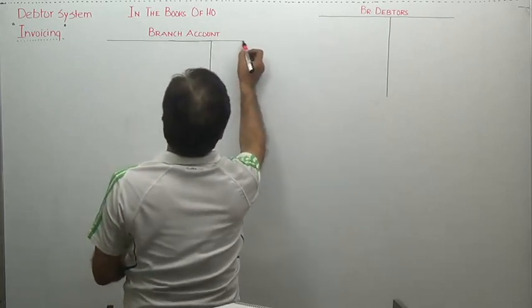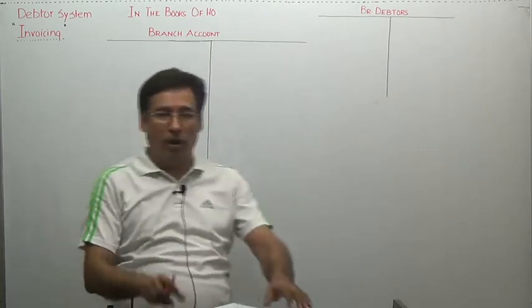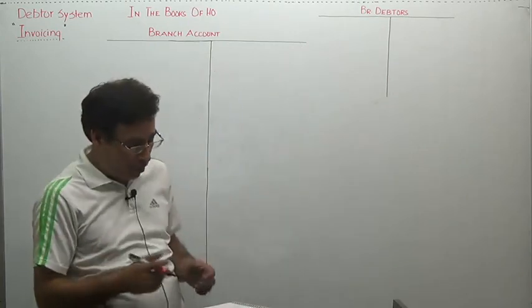Then I will explain the contours. Contours means features of invoicing. Later on I will explain it. First of all, I am doing the question in a normal manner. I have already told you.